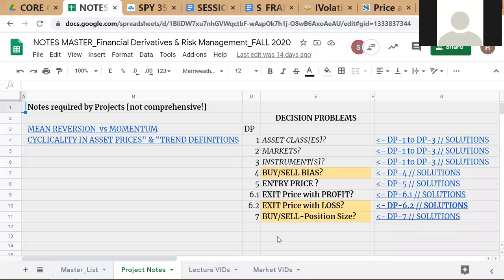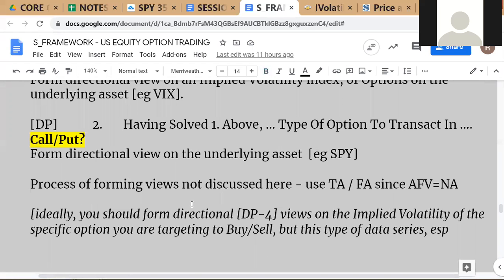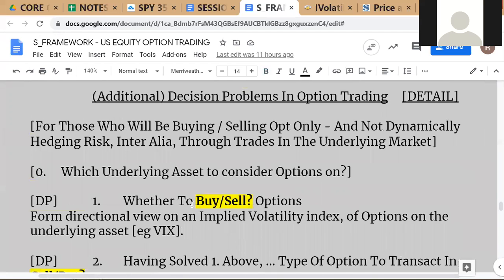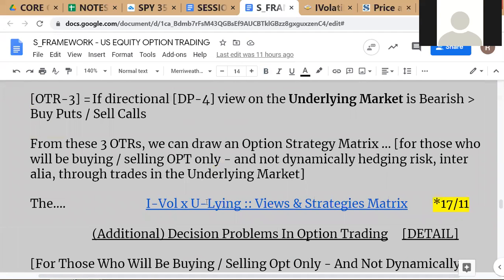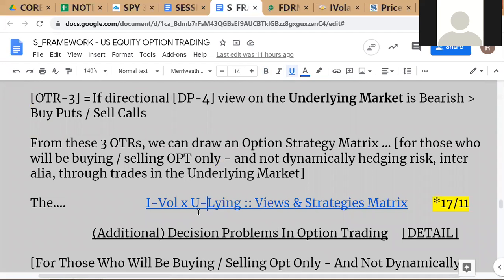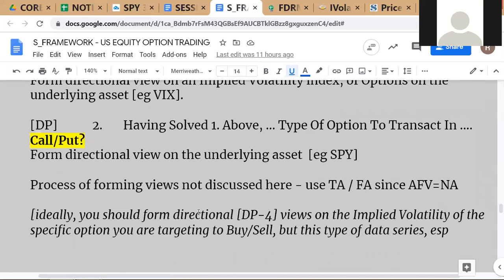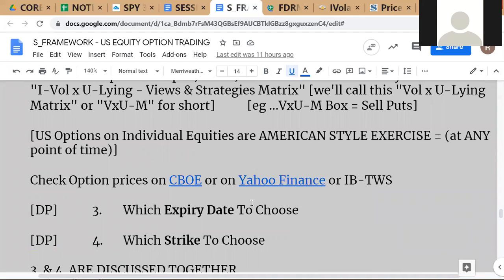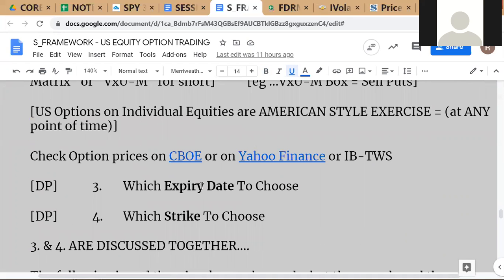Let's see if it's in your calc file. We'll just launch it straight from here. You've already seen the matrix, which is this one. That takes you into the matrix, so you know immediately what you are doing. Are you buying calls, selling puts, whatever it is, you know that. Then after that, you have to further decide the expiry date, and then after that, you decide the strike. Okay, so you should follow this sequence.